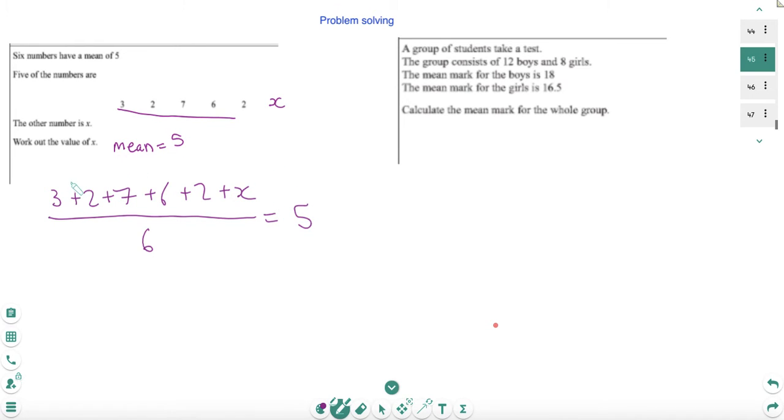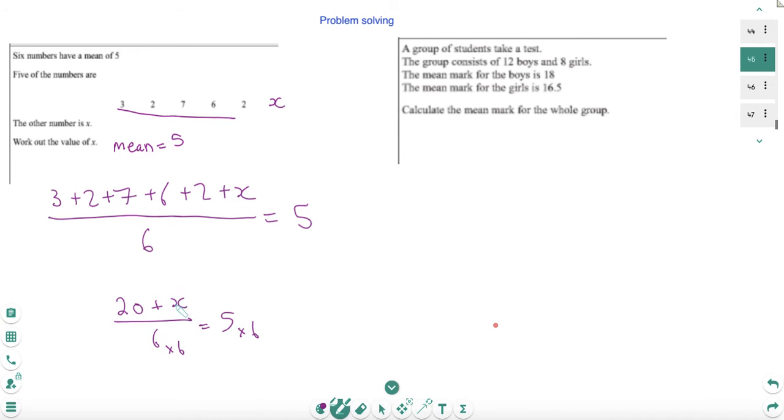Then I'm going to simplify the top. 3 plus 2 is 5, plus 7 is 12, plus 6 is 18, plus 2 is 20. So it's just going to be 20 plus x over 6 equals 5. And then I just solve this algebraically. So I get rid of the fraction. Times 6 here, times 6 here.